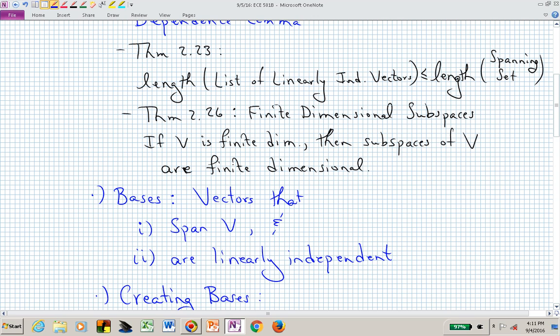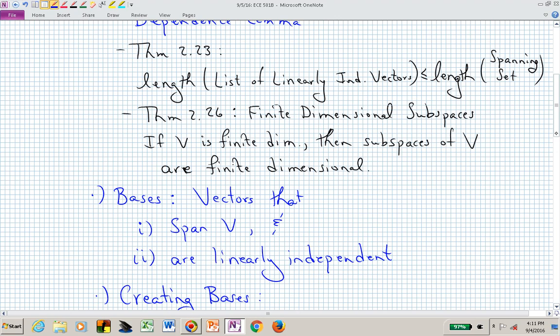Another consequence of that is Theorem 26, which is finite dimensional subspaces. If our vector space V is finite dimensional, then subspaces of V are also finite dimensional, and that should seem rather intuitive because subspaces, in terms of a concept, are like subsets of the underlying vector space.